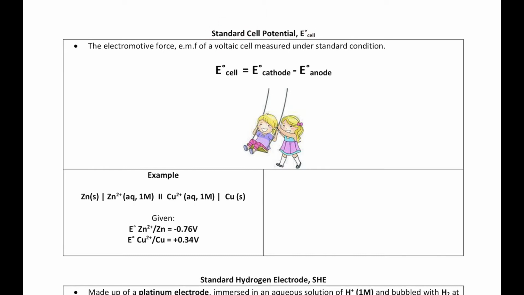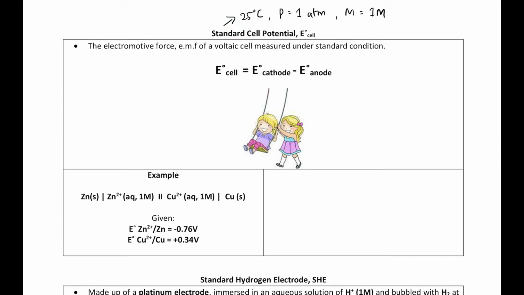And the word standard here tu macam bagi tahu kita that the experiment is carried out at 25 degrees Celsius, the pressure is 1 atm and the concentration is 1 molar. Okay, alright. So electromotive force ni sama lah macam cell voltage, sama macam cell potential. Okay, alright. So how to calculate standard cell potential?